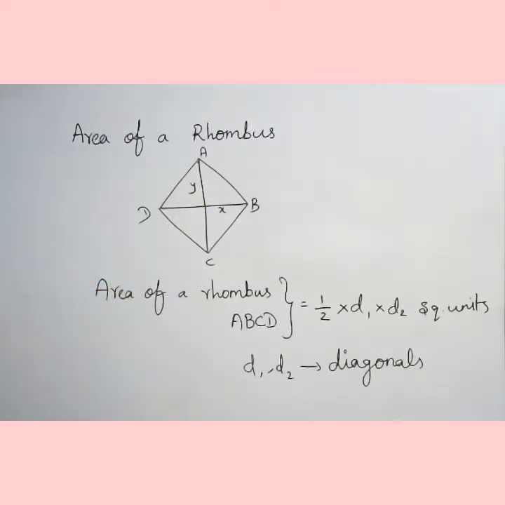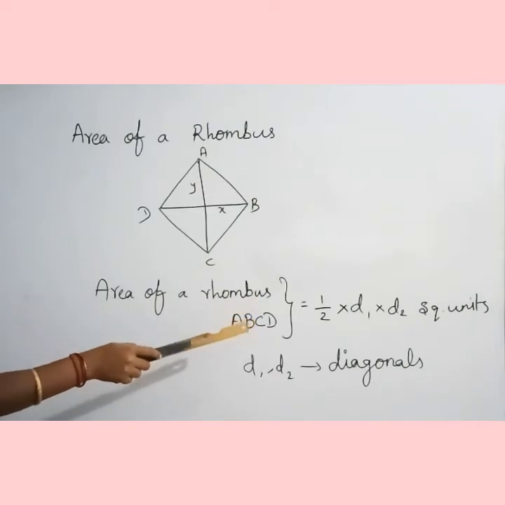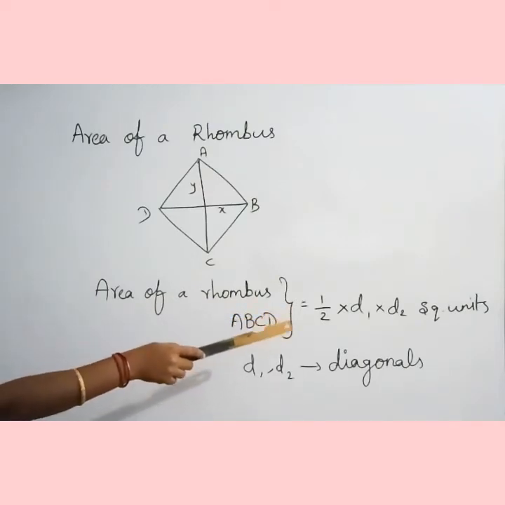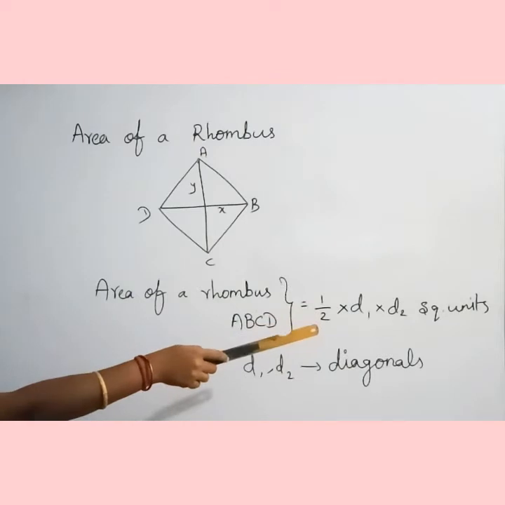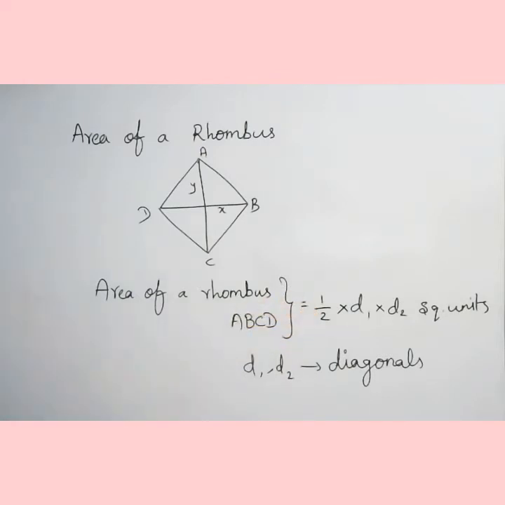Okay? Next, area of a rhombus ABCD equals half into diagonal 1 into diagonal 2 square units. d1 and d2 represent the diagonals of a rhombus. Clear?